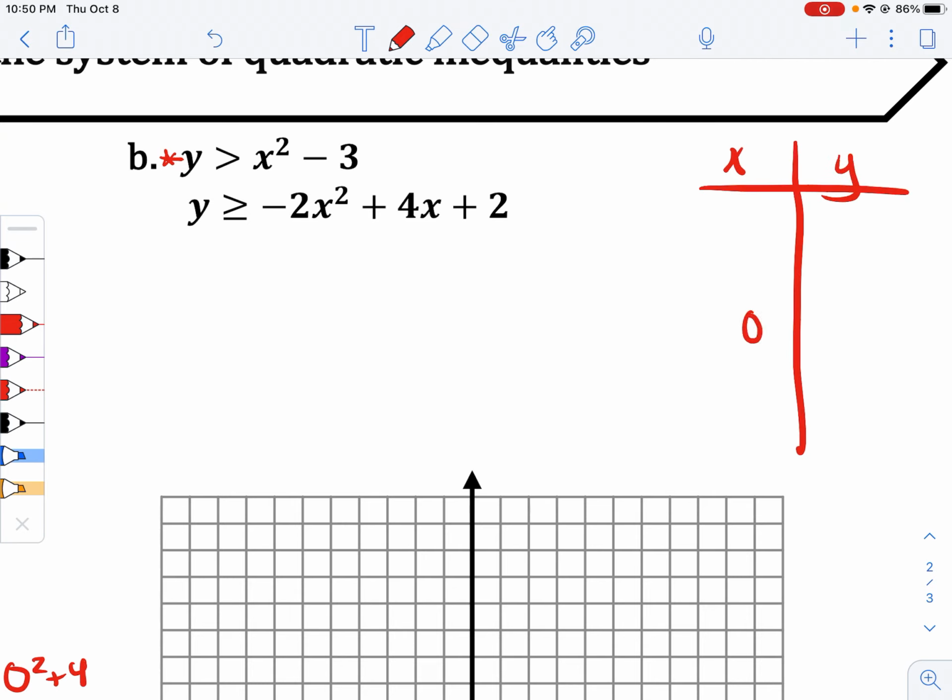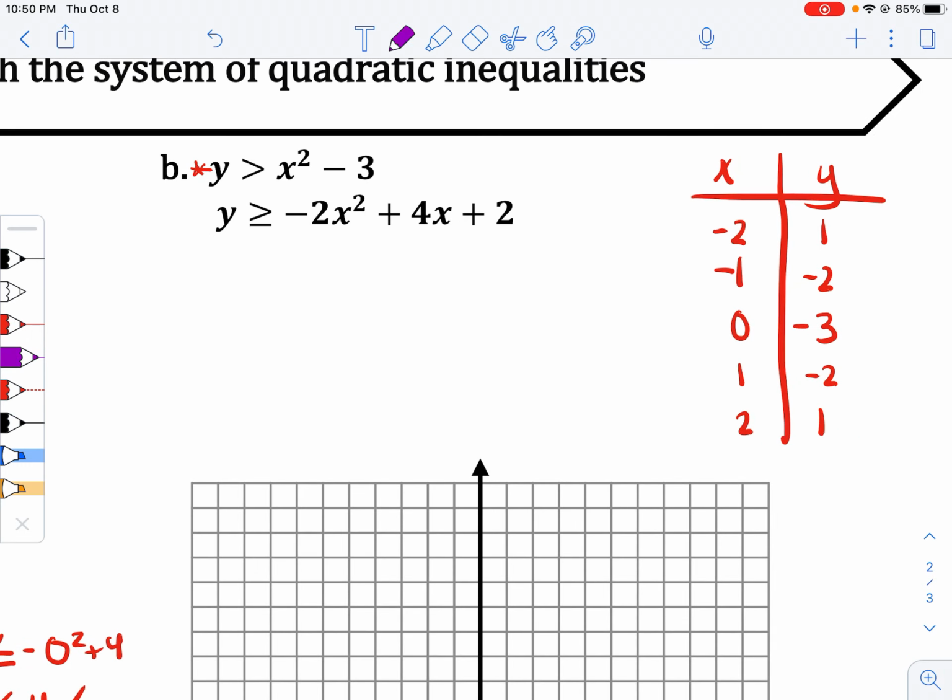My axis of symmetry is at 0, -3, -1, -2, -2, 1, 1, 2. And then my second one is at -2x squared plus 4x plus 2. So for this graph, second table, my axis of symmetry here is at 1. And that's where it repeats around. At 1, it's at 4. 0, we're at 2. And at -1, we're at -4.